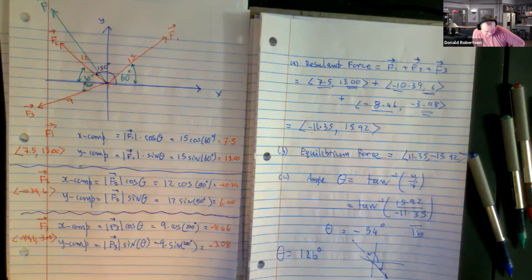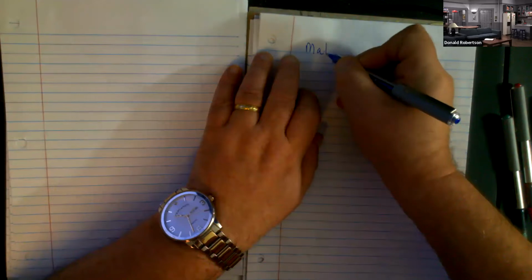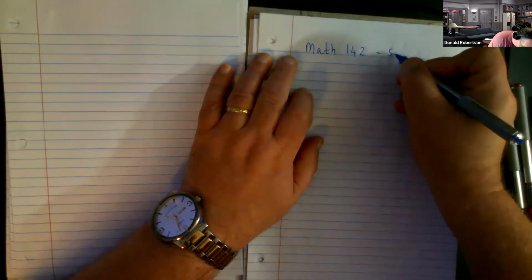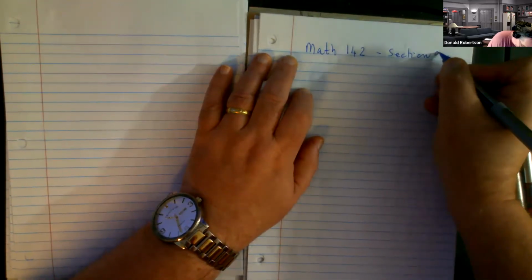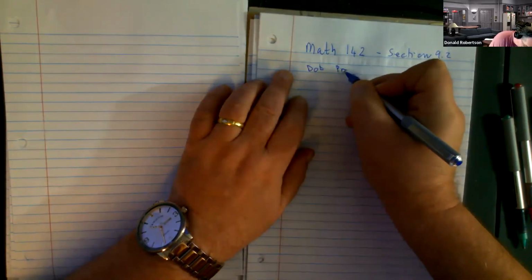So we have done everything that you need to do for vectors. At least adding and subtracting and resultant forces. So we're now on to our last section. There is nothing else to do after this one. Let me find the right number for it. It's section 9.2. And it's the dot product.